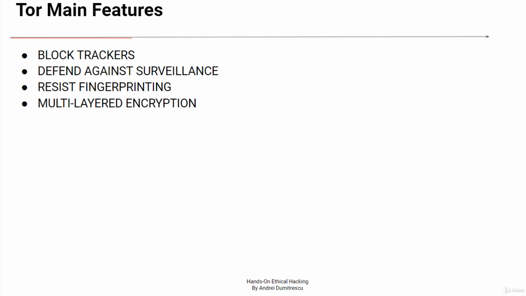Tor browser aims to make all users look the same, making it difficult for you to be fingerprinted based on your browser and device information. Your traffic is relayed and encrypted 3 times as it passes over the Tor network. The network is composed of thousands of volunteer-run servers known as Tor relays.